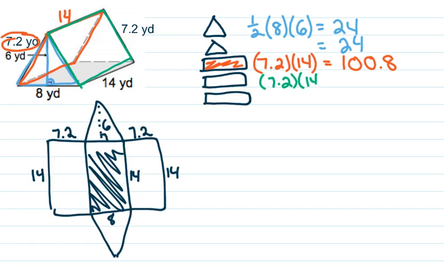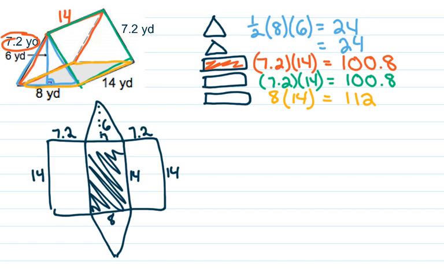This is, after all, an isosceles triangle, so 2 of the rectangles connected to it are going to have the same length and width. And then finally, we have to find the area of this bottom rectangle. The bottom rectangle has an area of 8 by 14, which is 112.